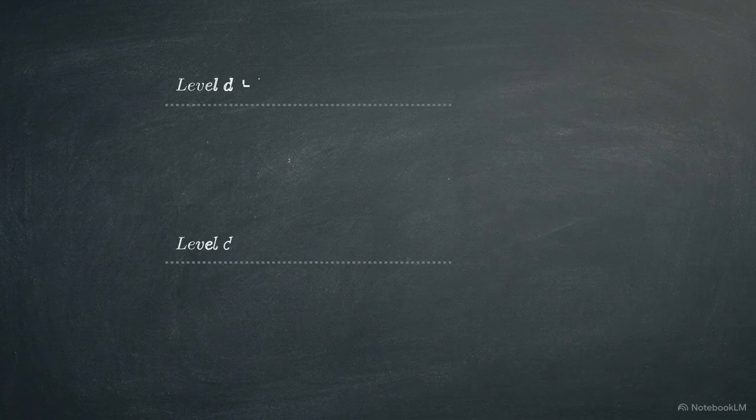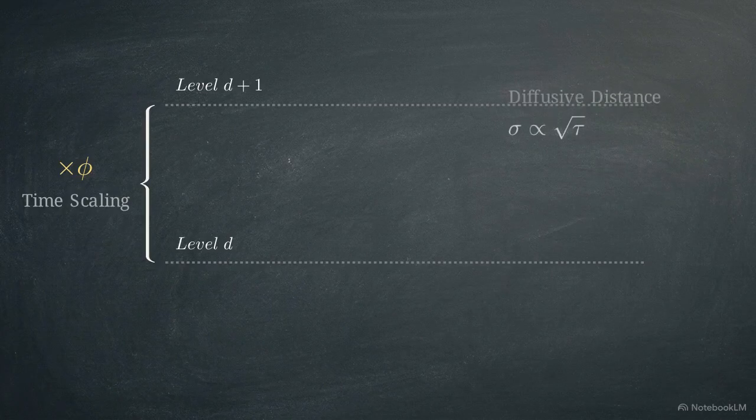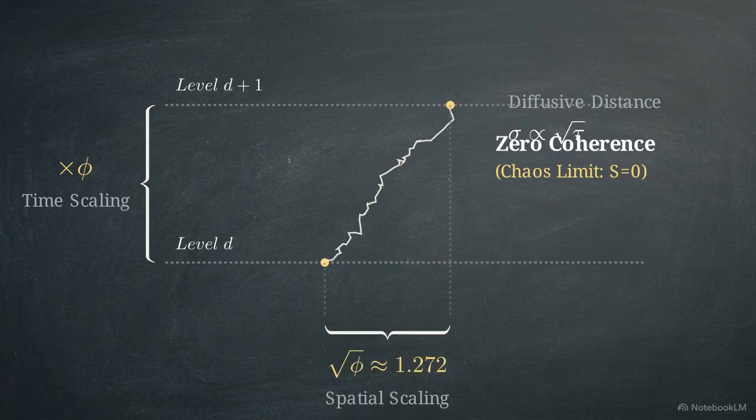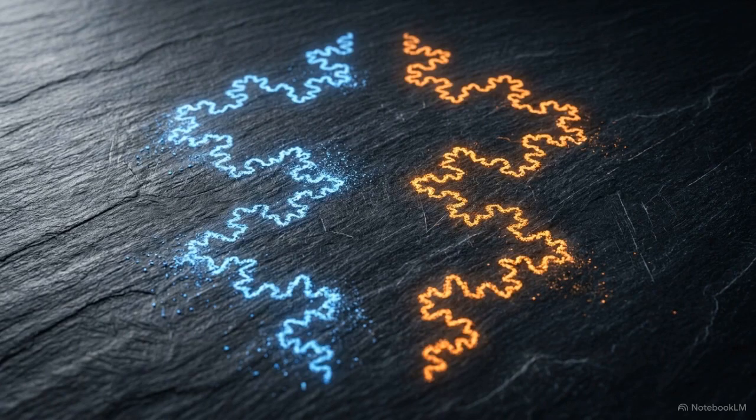At this scale, ODTOE establishes that the time required to move between observation levels increases by the golden ratio. Because diffusive distance is the square root of time, the spatial scaling factor at zero coherence settles at exactly the square root of the golden ratio. This explains why quantum paths and classical Brownian motion share the same fractal structure. At the zero coherence limit, fundamental chaos follows a rigid geometric rule.